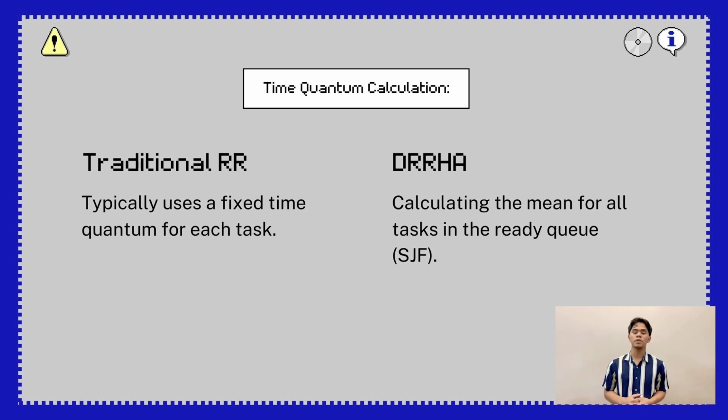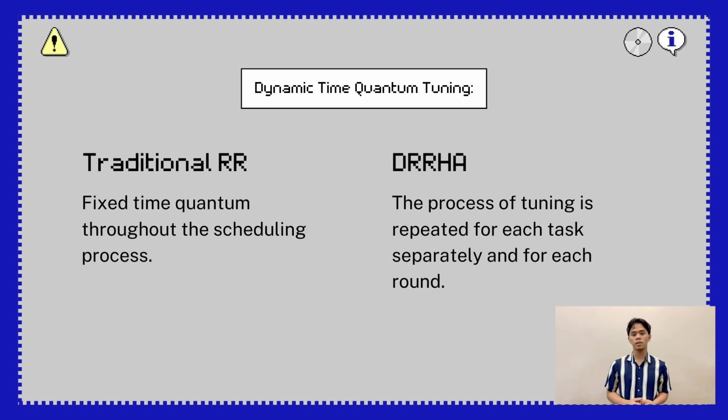It dynamically tunes the quantum time for each task by calculating the mean for all tasks in the ready queue. So this mean calculation is based on the shortest job first manner. Secondly, we have dynamic time quantum tuning. Round robin typically employs a fixed time quantum throughout the scheduling process.